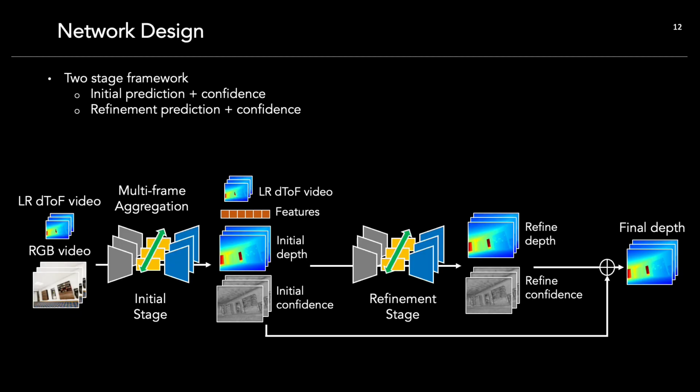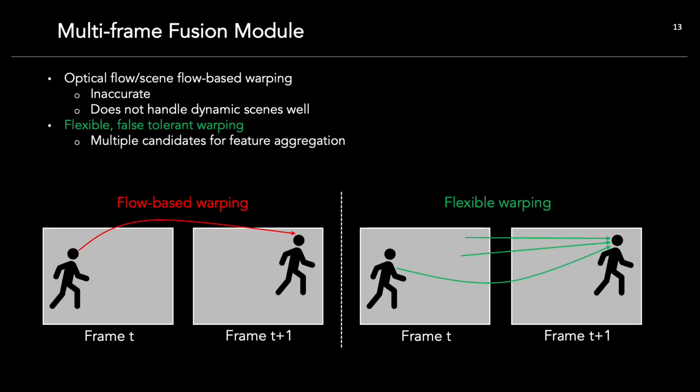Our network follows a two-stage processing framework. The two key components are the multi-frame aggregation module and the confidence prediction module. To aggregate information from multiple frames, we utilize a flexible warping module that picks multiple candidates with a deformable convolution operation. Compared to conventional flow-based warping, the flexible warping module is robust and agnostic to static or dynamic environments.